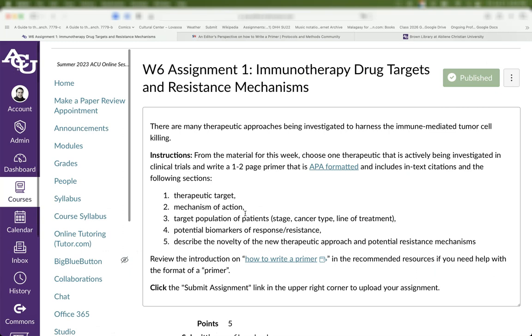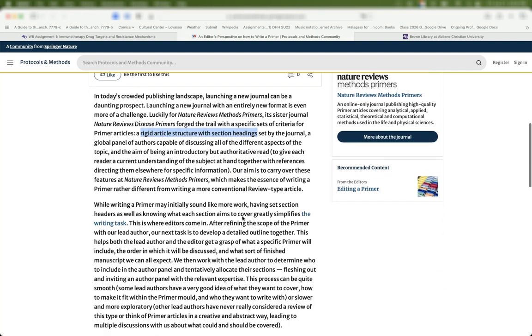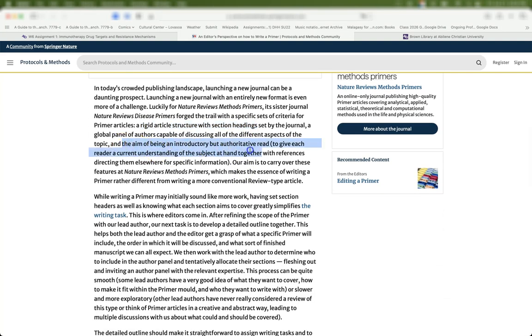So when we look at this assignment here, it is in part preparing you for the expectations if you were to write one of these up and submit it for a journal to be published, because that sort of targeted journal wants everything to be in a consistent format, so you always know where to look things up. And if we look at the rest of the items here, particularly the aim of being an introductory but authoritative read, so you give the reader a view that goes a little bit more than surface, and that you back it up with citations, and especially citations from current literature.